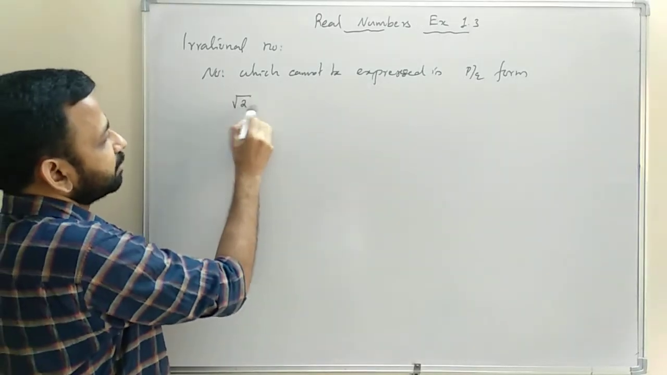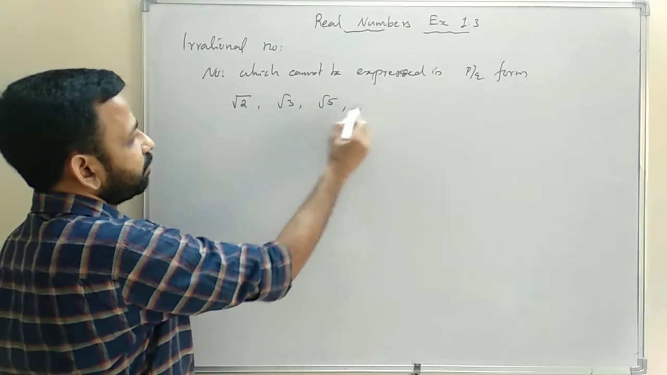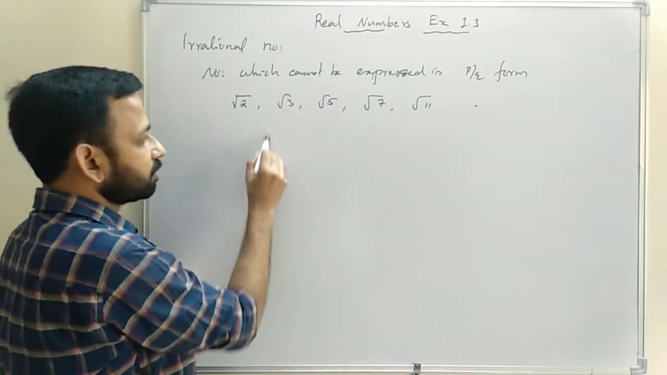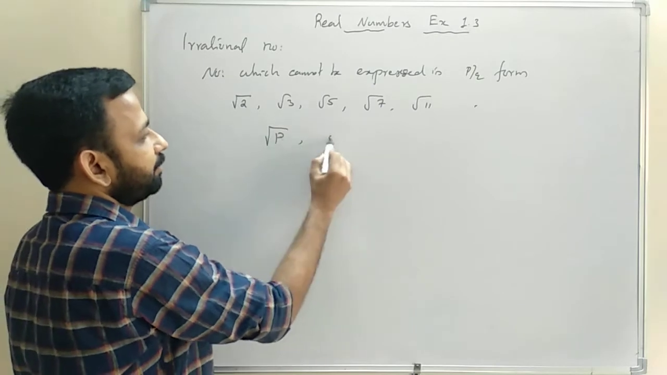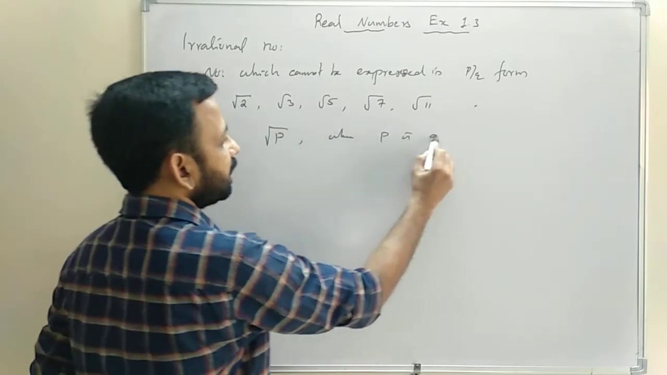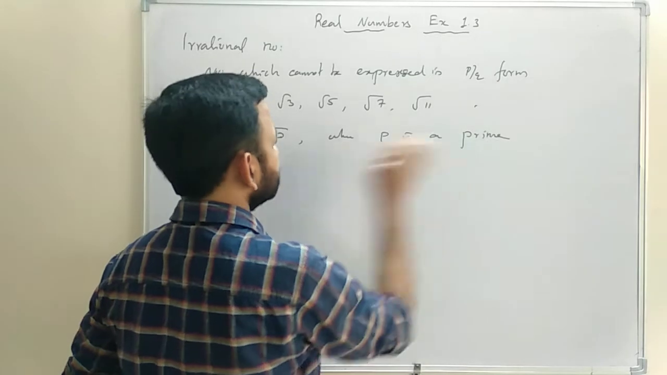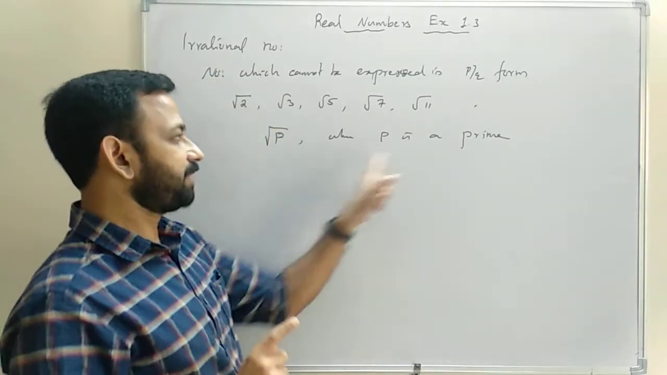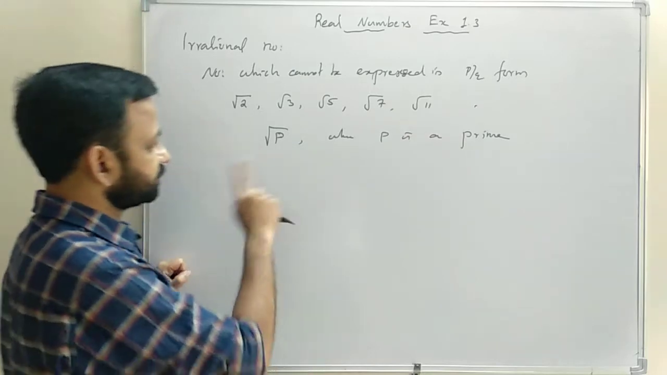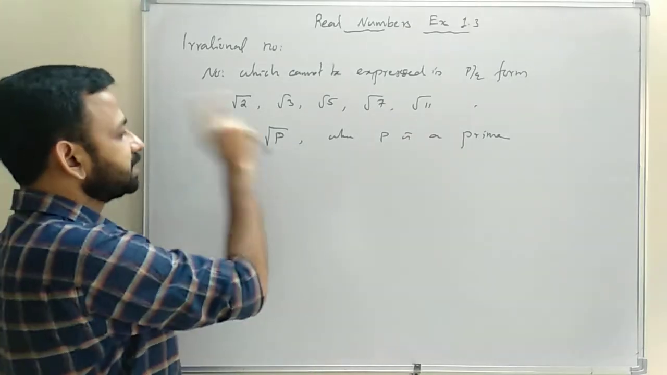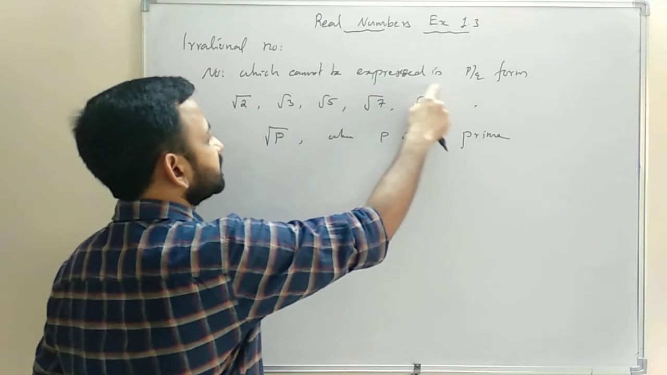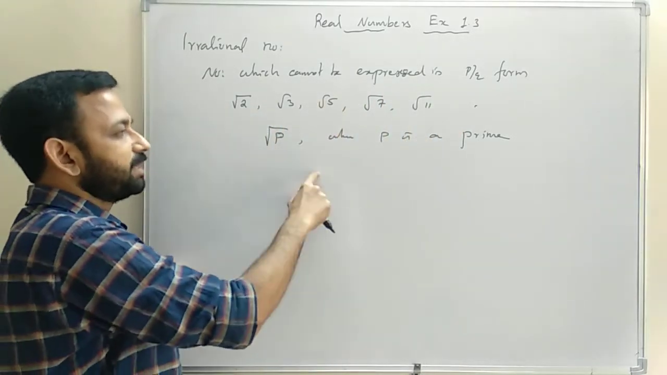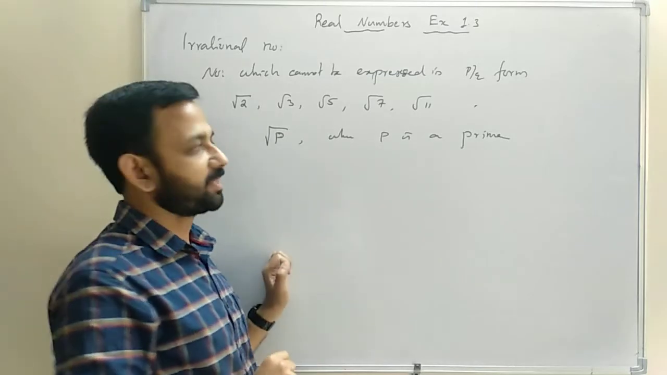Examples of irrational numbers: root 2, root 3, root 5, root 7, root 11, etc. Square root of p, where p is a prime number. So these numbers are always irrational numbers. Reason: when we convert this number into decimal form, it is a non-terminating, non-repeating decimal.